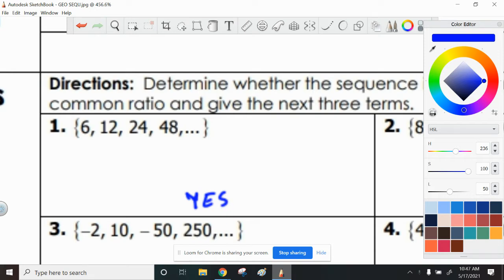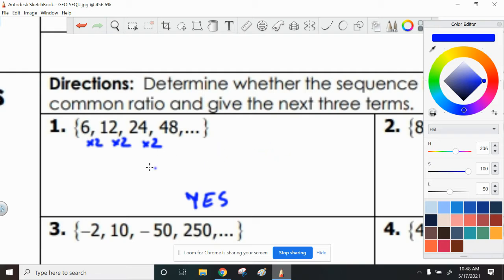So, what is a geometric sequence? It's basically a multiplying sequence. And just like with an arithmetic sequence, you have to multiply by the same thing every time. You can't multiply by 1 and then multiply by 2 and then multiply by 3. It has to be times 2, times 2, times 2, times 2 every single time. And that's what's going on here. This is a times 2, times 2, times 2.